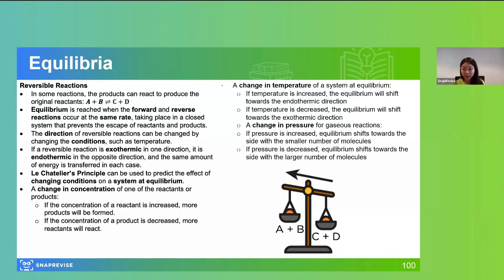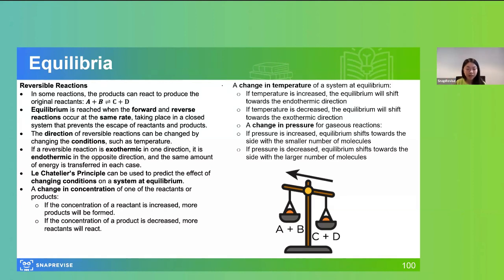I'm going to reword that. Again, that was very wordy. Temperature increases, it goes towards endothermic. Temperature decreases, it goes towards exothermic. To figure out whether something is exo or endothermic, either they'll tell you in the question or they will give you the energy. And the energy, if it's negative, it's exothermic. If it's positive, it's endothermic. So be careful with the question.